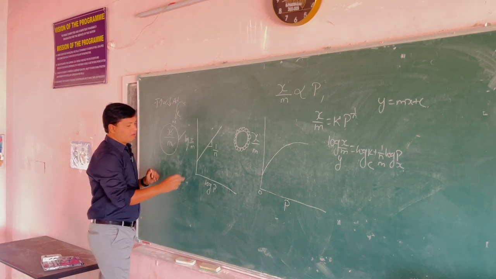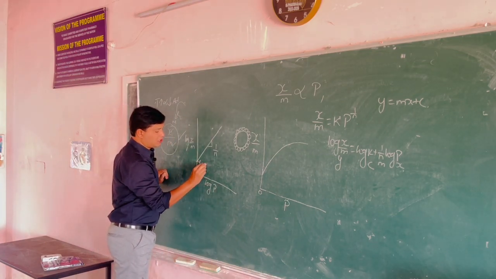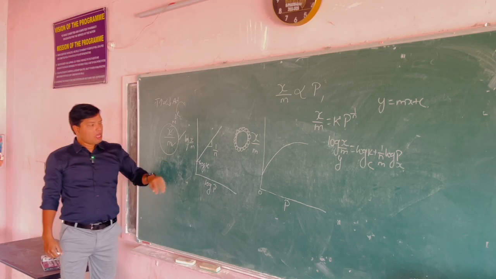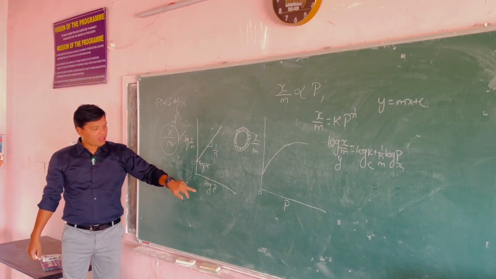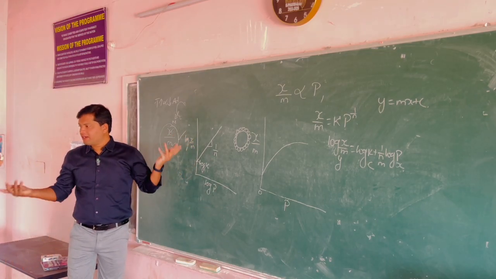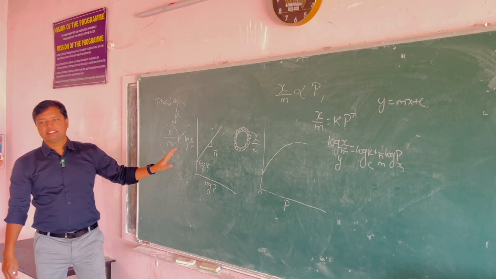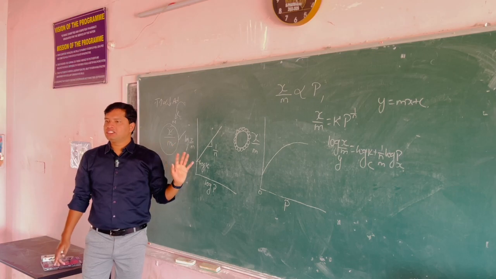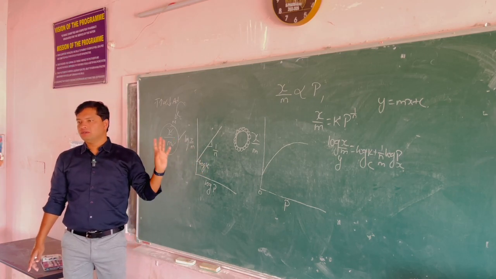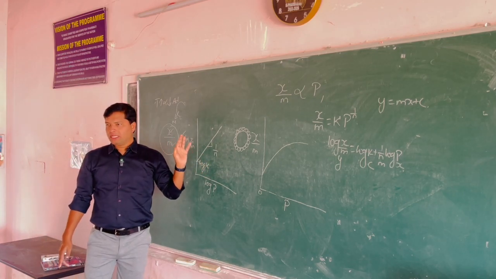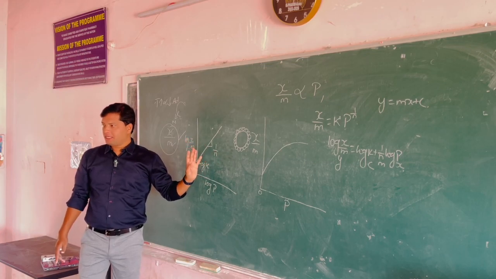1 by n. What is intercept? Log K. I know X value, I know M value, I know P value. From the graph, I can find out K value and N value. This is your Freundlich adsorption isotherm. Okay, this will be your Freundlich adsorption isotherm.